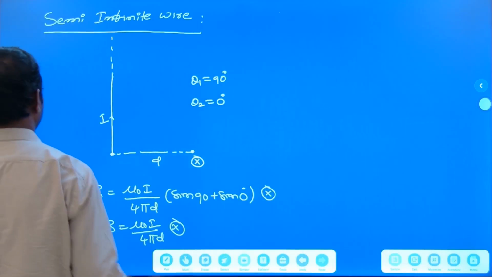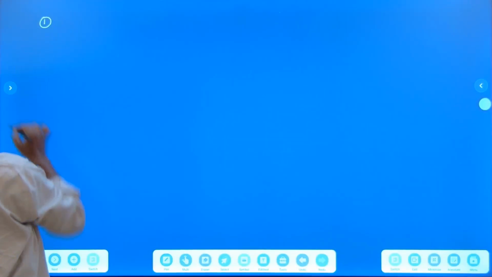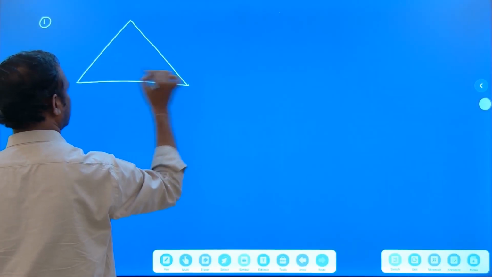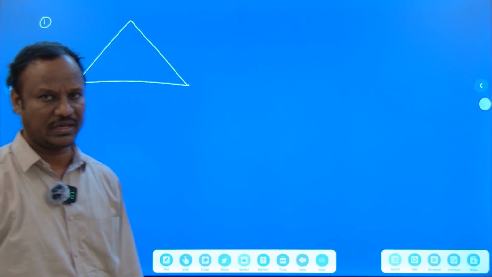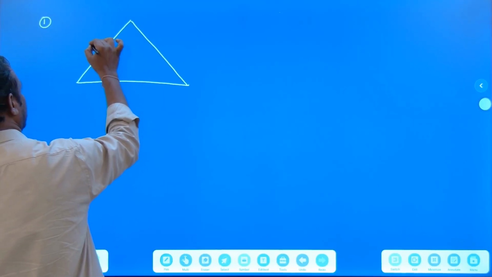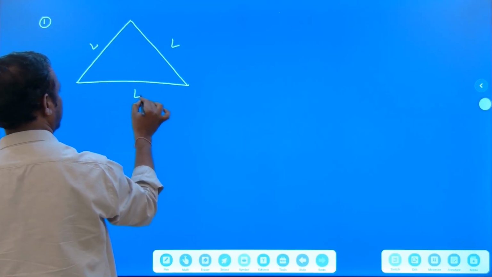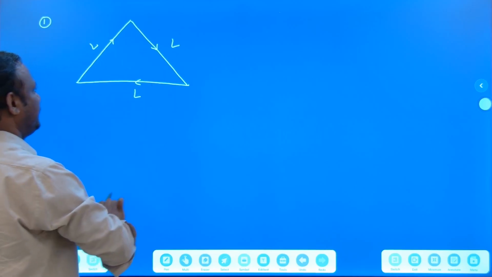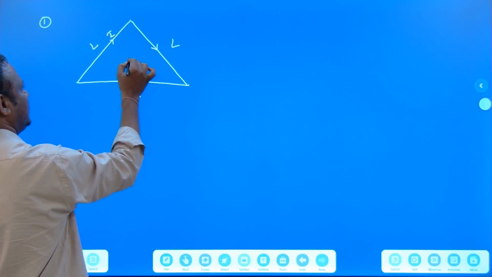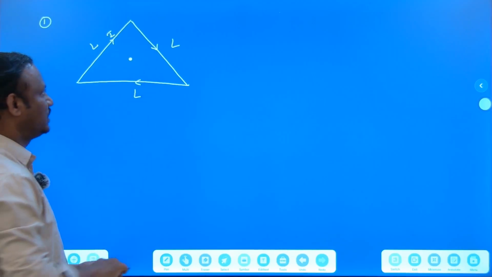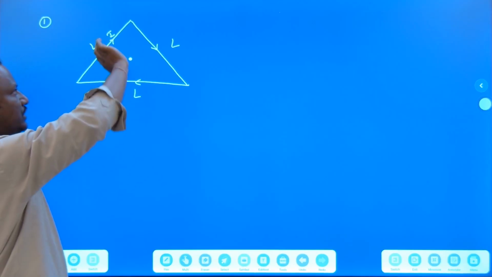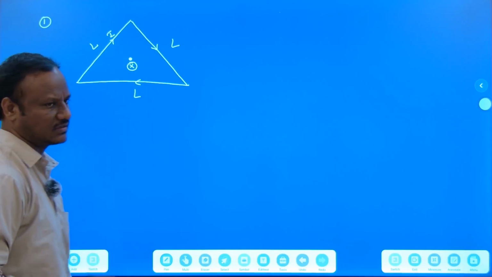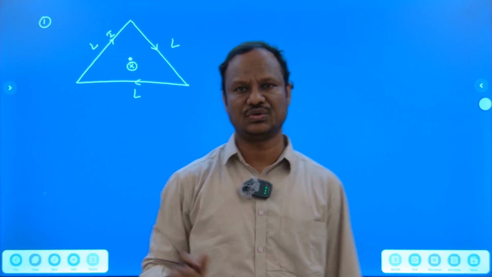I am showing this one. So very first case, a wire is bent in the form of a triangle. Its length is L. Current is passing like this, this is the current I. The field at this position, you can say, is it into the plane or out of the plane? So it's like this, into the plane. It's a cross. So magnetic field induction is into the plane.